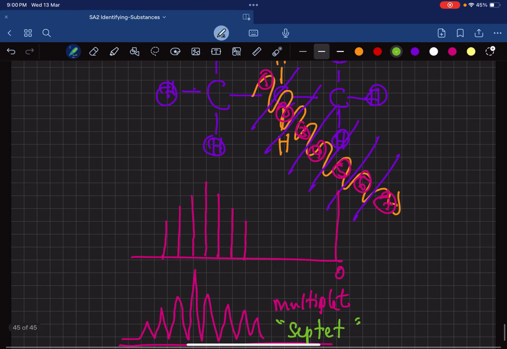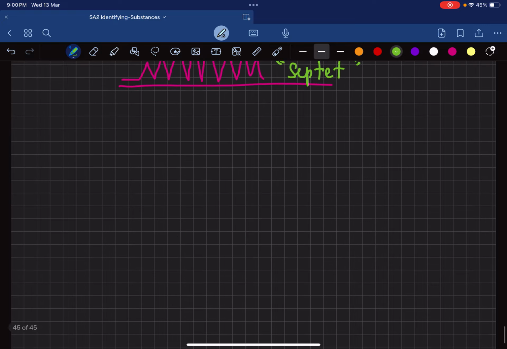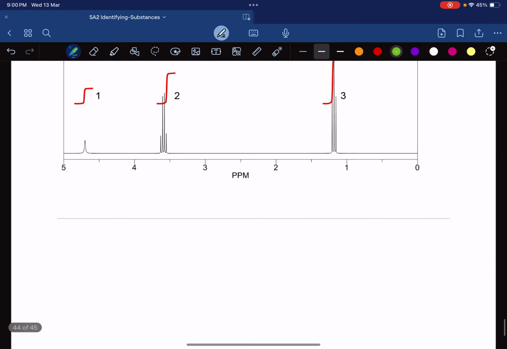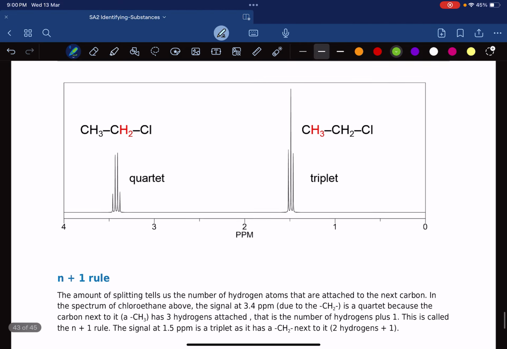So the idea here is, the signal which is produced by a set of hydrogens is split by the neighboring hydrogens following an n+1 rule. Okay, so let's look at something simple here.